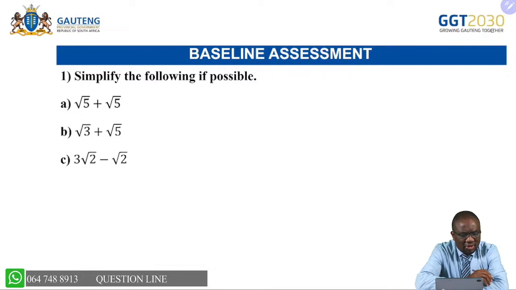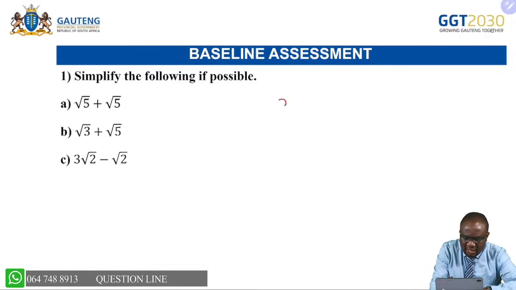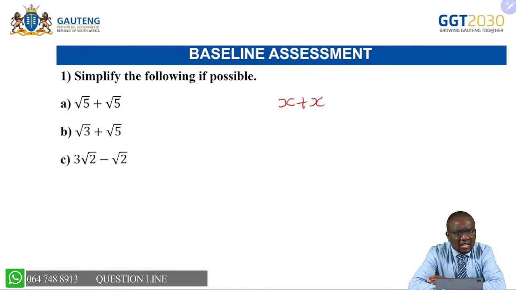Right, what did you get? Square root of 5 plus square root of 5. These are surds. We treat these things like terms. If I say x plus x, what is x plus x? I know someone will say x squared. That's a common mistake. I don't know why.